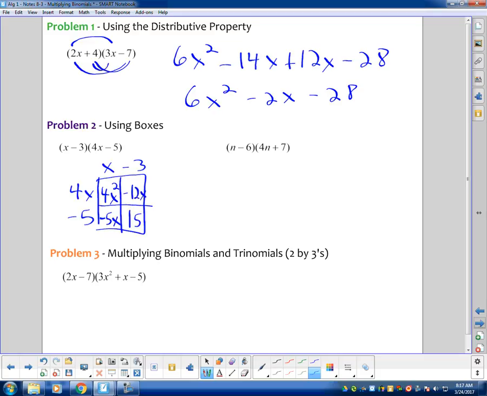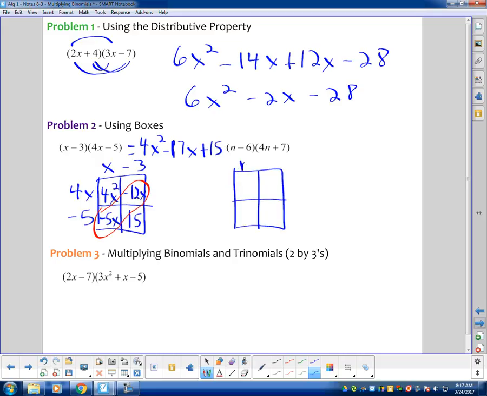And we'll see on the diagonal here, we've got like terms. So we're going to combine those two. So this is equal to 4x squared. Combining the two middle terms is negative 17x, and then plus 15. All right, let's try one more here.